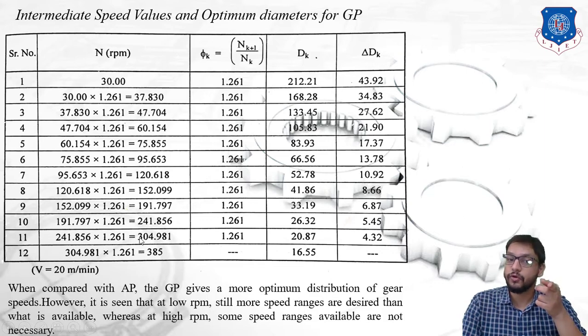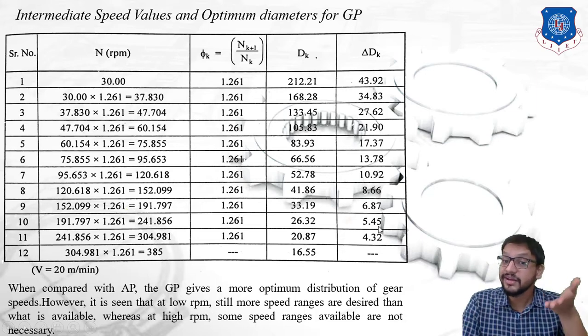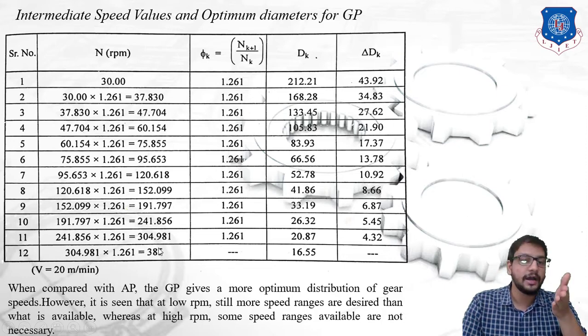in order to shift to the next speed, that is N11, 304 rpm. Now, at 304 rpm, that is N11, how much material do we need to remove to shift to the next speed, that is N12? We would say 4.32 mm, which is going to arrive at a workpiece diameter of 16.5 mm. At that value of diameter, we shift to the next speed, that is 385 rpm.